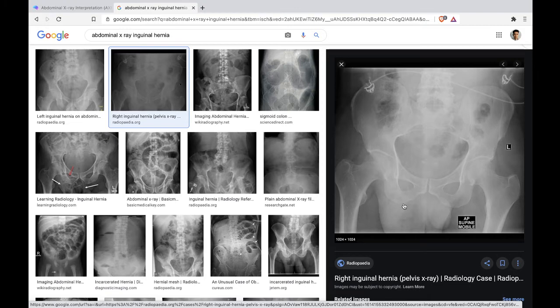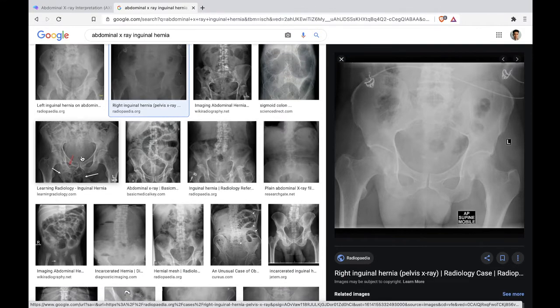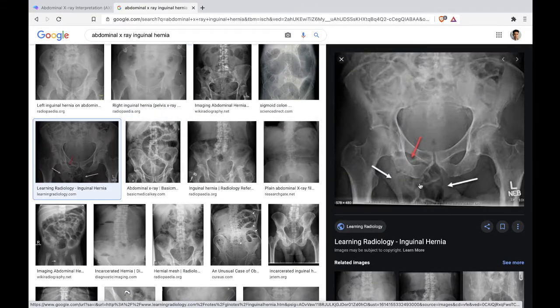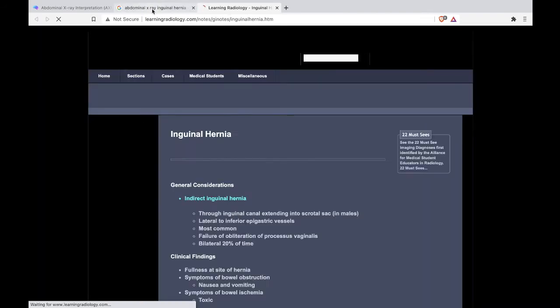There's the left side. I'm looking around this region and I don't know what I'm supposed to see. Is this? It's very vague. This one. Learning radiology, inguinal hernia. Okay. So what's going on here? Let's try clicking into the website.